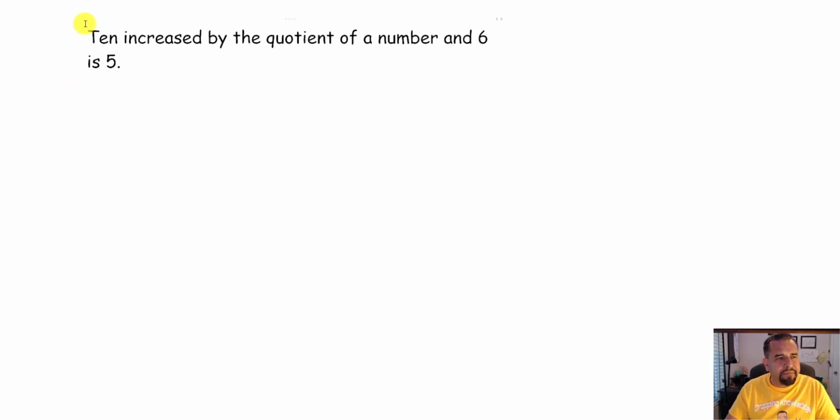So we have 10. That's my 10 increased by the quotient. Quotient. What does that mean? Quotient. That's division, right? Division of a number and 6. Well, this is a number and 6. Okay. Is 5. So then is my equal sign, and then 5. It's pretty much the equation. It's written right there in front of me.